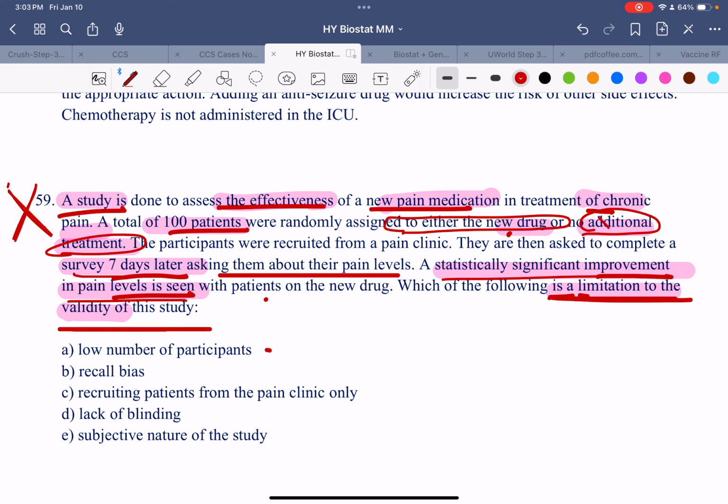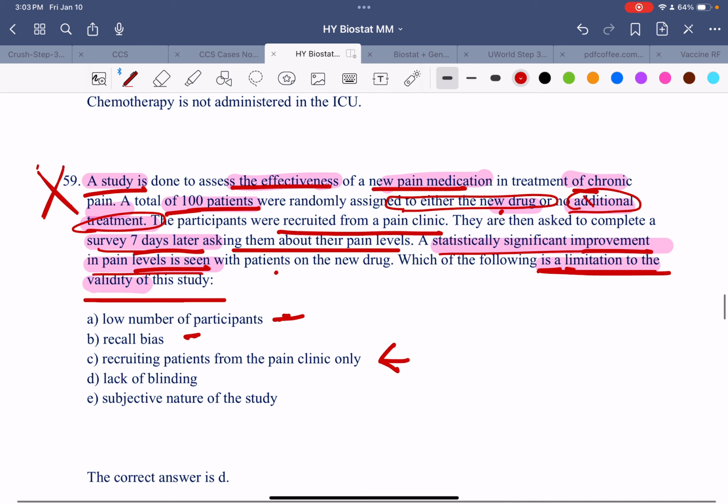Okay, let's go one by one. Low number of patients? No, 100 is a good number. Recall bias? Okay, it's not like they had to recall something from their past and remember some past pain, right? So no recall bias. They are telling the pain levels right now, right? Recruiting patients from the clinic only. That could be something positive, possibly, yes, that they are not recruiting the patients from other places.